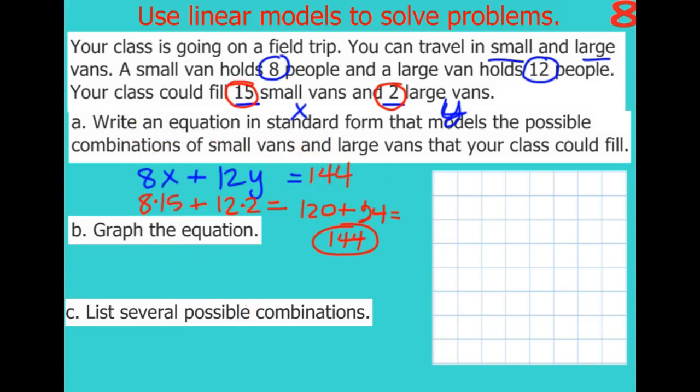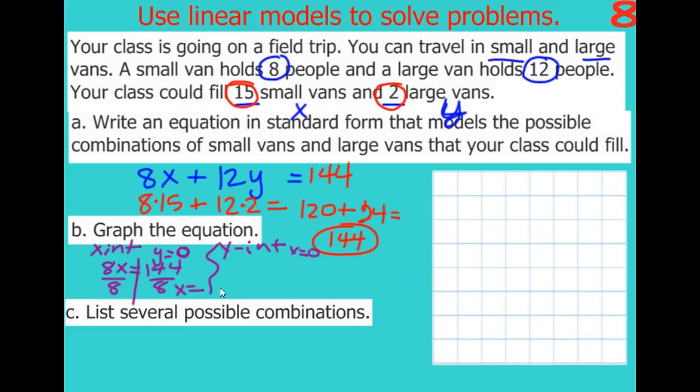So it says graph this equation. Similar to the last problem, you could solve for y and graph this. I'm just going to find my x-intercept and my y-intercept. So for my x-intercept, y is equal to 0. For my y-intercept, x is equal to 0. So for x-intercept first, it says 8x plus 12 times y, but if y is 0, anything times 0 is 0, equal to 144. So all we have to do is divide by 8.